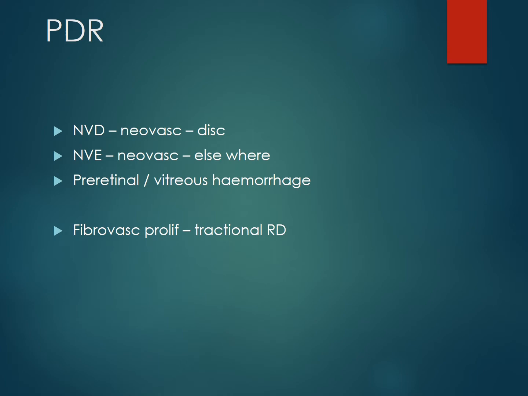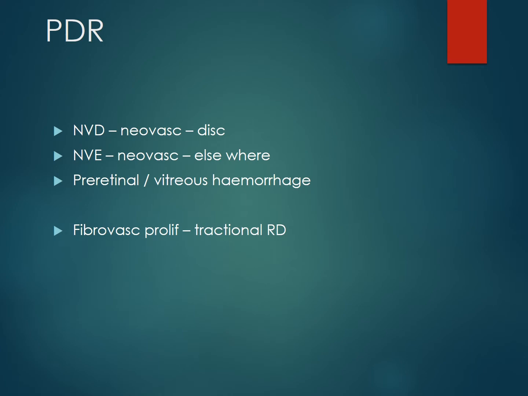When you have a pre-retinal or a vitreous hemorrhage, or when you have fibrovascular proliferation which goes to a tractional retinal detachment, which can move on or progress to tractional retinal detachment. All these things will be called proliferative diabetic retinopathy, which is a severe form of diabetic retinopathy.